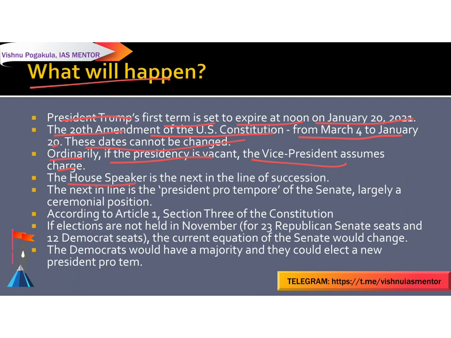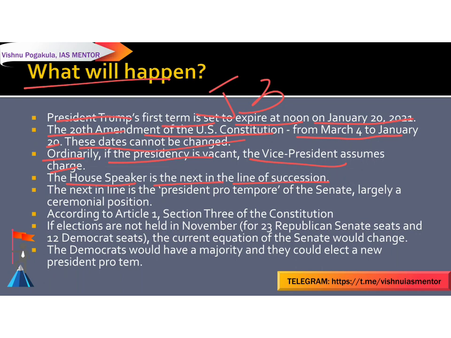The House Speaker is the next in line of succession. So if the presidency is vacant, the vice president should assume the charge, and the next position is House Speaker. But in this case, the 2-year term of the current House is going to expire on January 3rd, 2021. So the Speaker cannot assume the presidency.